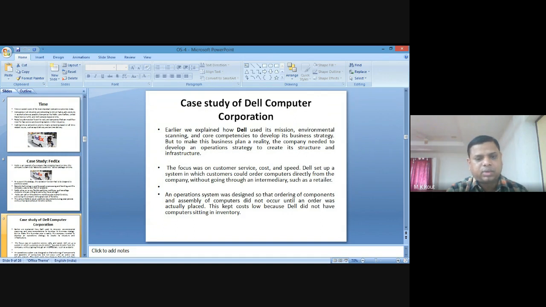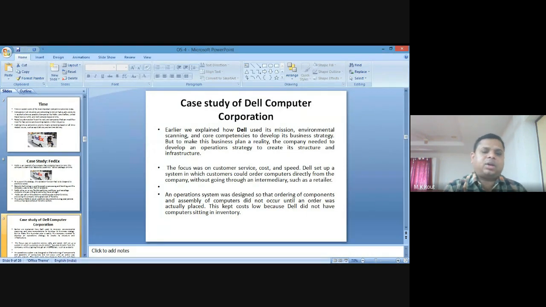If you think from the customer service point of view, the cost, the speed, Dell set up a system in which the customer could order a computer directly from the company. This is the first point. And the next is that it goes without the intermediaries like the wholesaler, the distributor or the retailers. There is no particular use of intermediaries in the case of Dell. That means the customer directly comes to the company, places the order on that particular platform, and then gets the particular product from Dell.